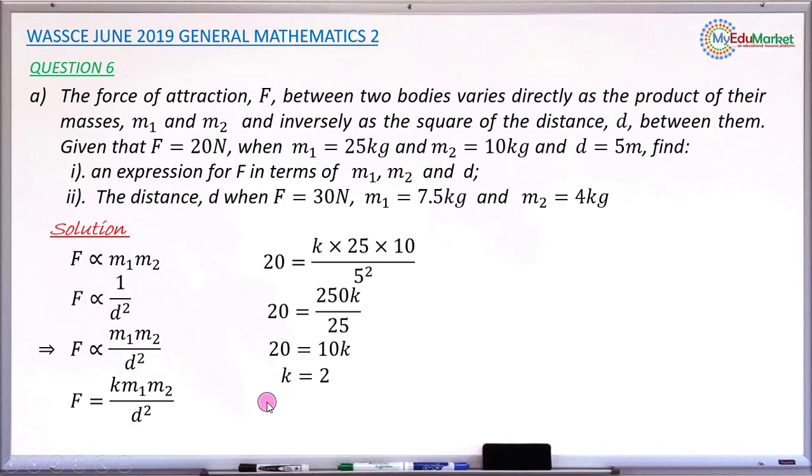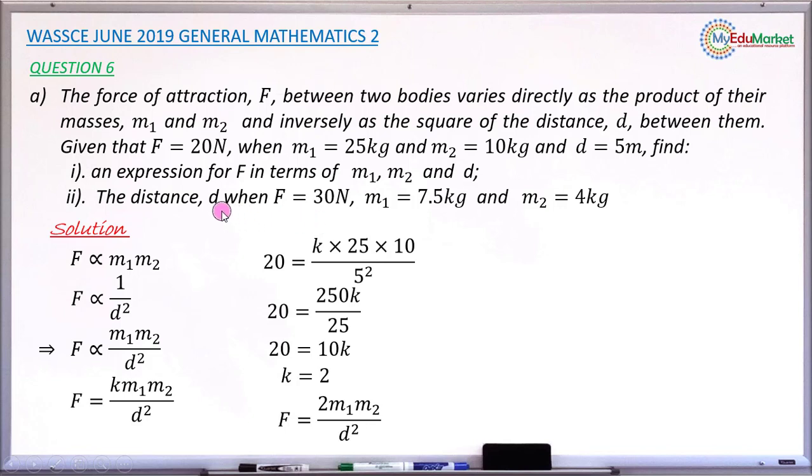So let's do that. You now have F equals K replaced by this 2. You have F equals 2 times M1, M2 all over D square. So this is the expression in Roman 1. So we move to Roman 2.